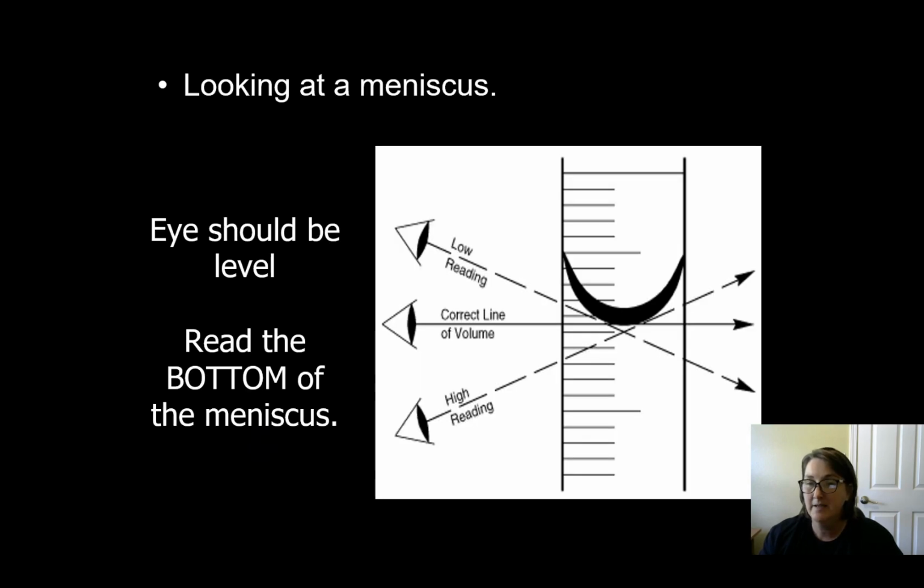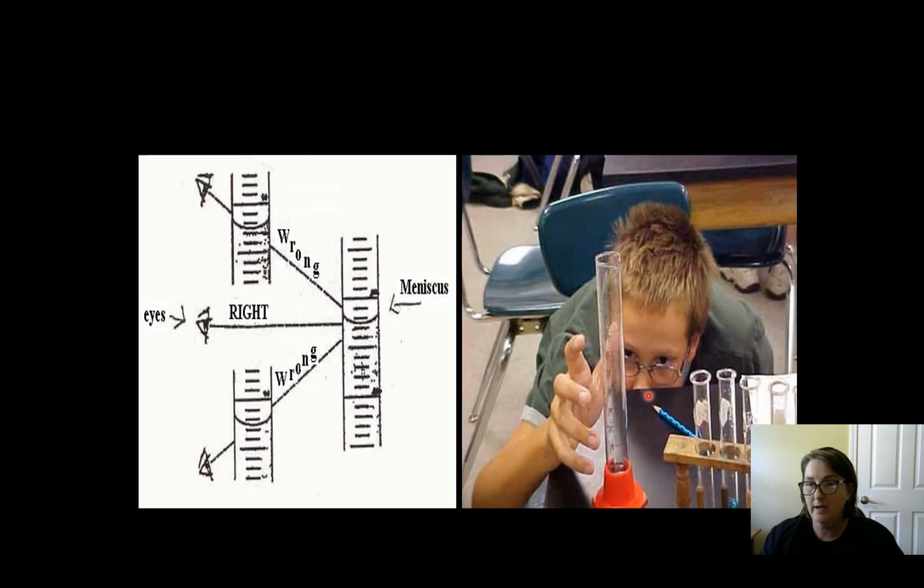When you're looking at a meniscus, you want to look at it straight on. So you want to try to get down to the level of the meniscus. When you're looking at it this way, you can have a low reading. If you're looking at it from up top, you can have too high of a reading. So you want to kind of get down to the level. Don't lift up the graduated cylinder, look at it. You want to kind of squat down. Make sure you're wearing goggles. You want eye protection when you're dealing with fluids. And you're going to squat down to look at it on a level surface.